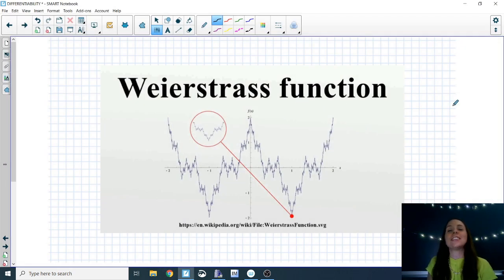Anyway, this function is pretty cool because it is an example of a function that is continuous everywhere and differentiable nowhere. So, it's a perfect counterexample to the statement that continuity implies differentiability. No, definitely not with this one.